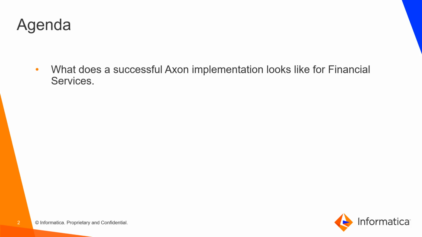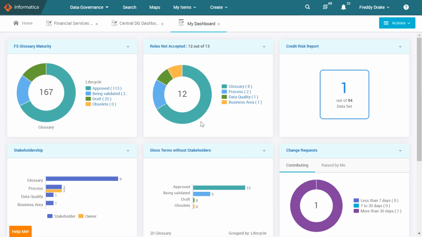As part of this demo, we will go through various different Axon features like dashboards and unison search, glossaries and glossary relationships, maps and overlays, change requests and workflows, data quality and data quality automation. So let us begin. I have logged in as Freddy Drake and he is a data governance steward.